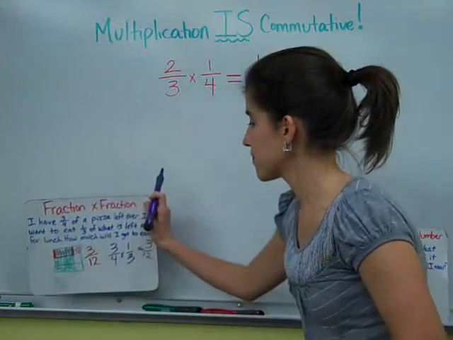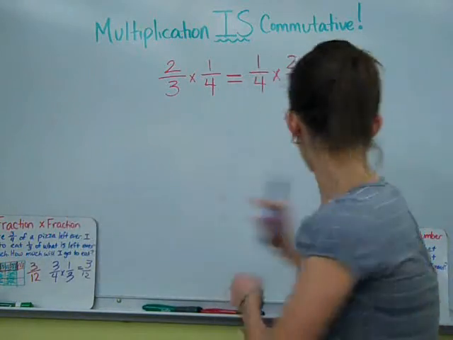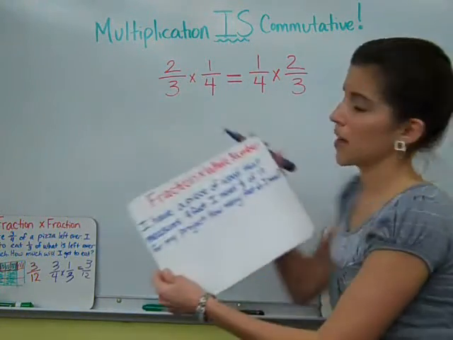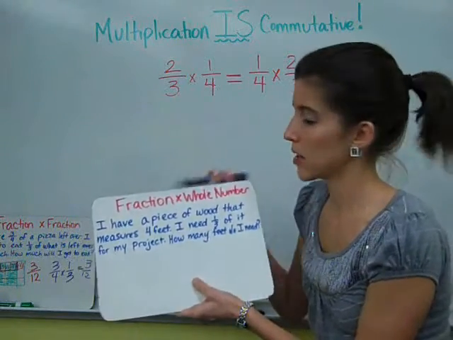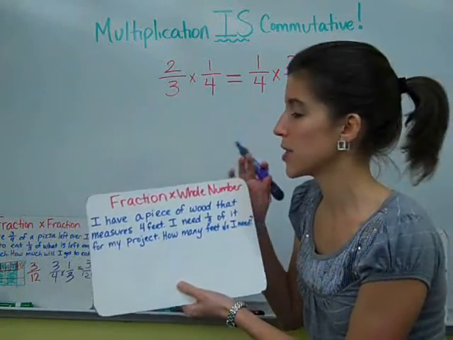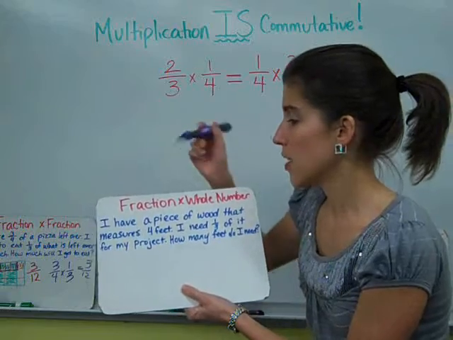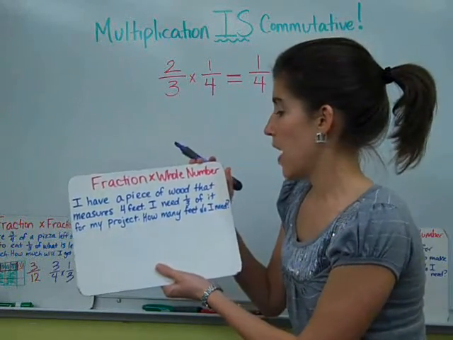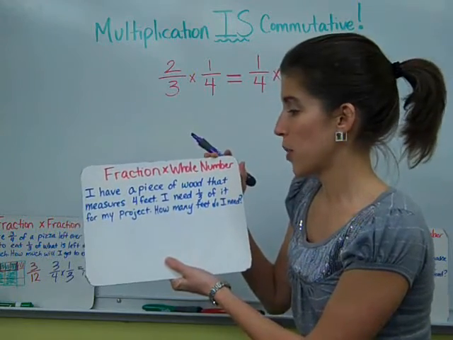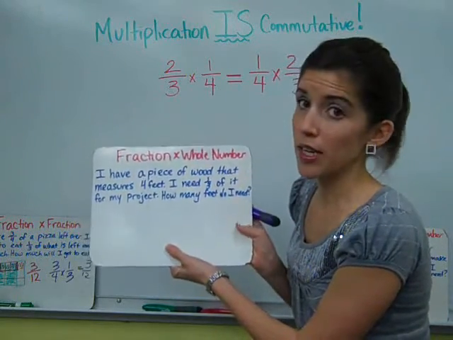Second thing we're going to look at is a fraction times a whole number. Same kind of process, we just need to think about it a little bit differently with our pictures. So in this case, I have a piece of wood that measures 4 feet. I need 1/3 of it for my project. How many feet do I need?